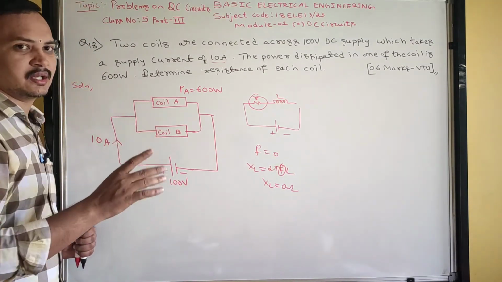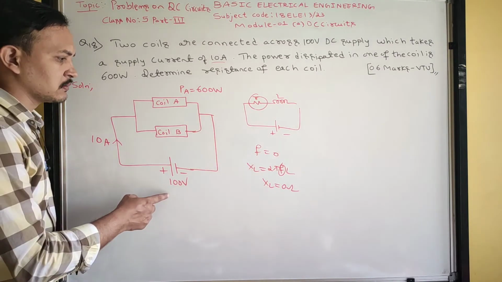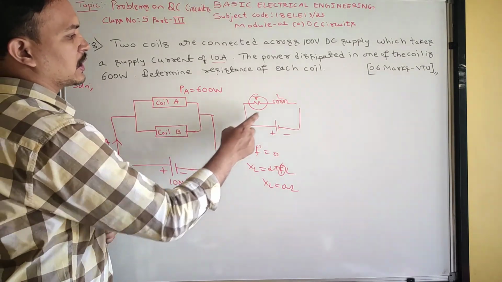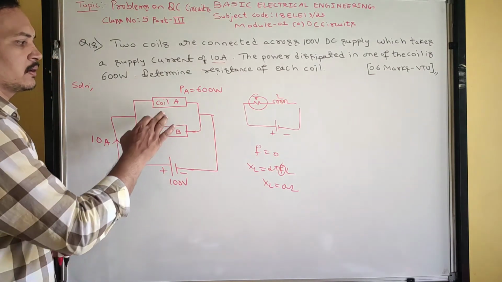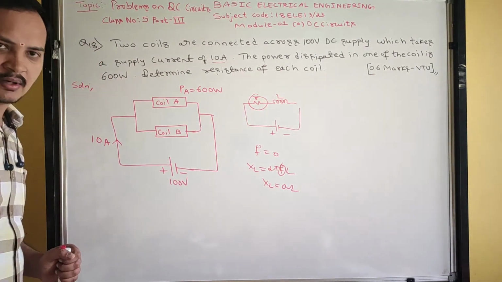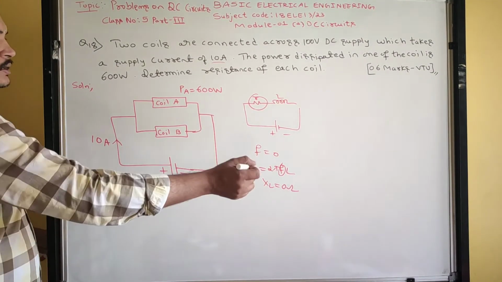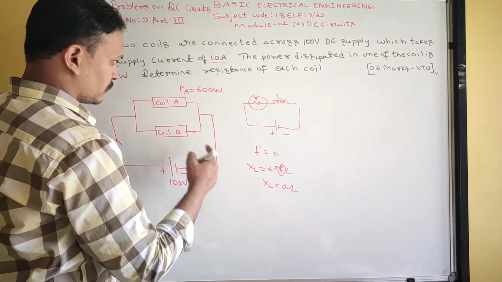But if the same question appears in module 2, where we are analyzing AC circuits, frequency will be there, then your coil will become impedance. Then they will ask to determine the impedance of each coil. Like that they will ask. Okay, got it? Fine.